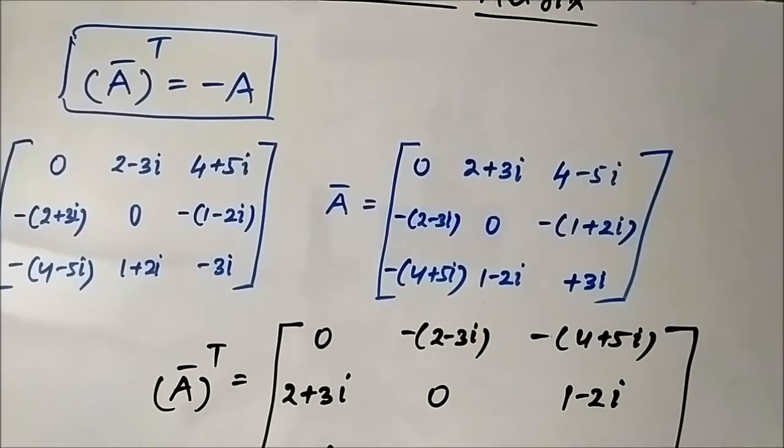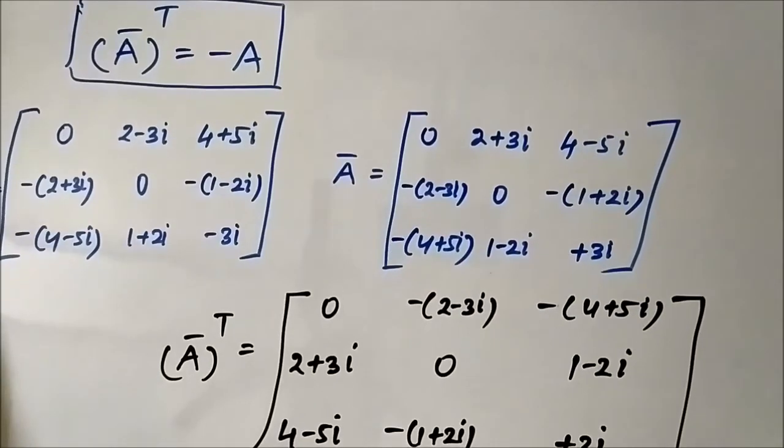So these are the two basic concepts which are associated with complex matrices, the Hermitian and the Skew Hermitian matrix. We have already discussed them both.